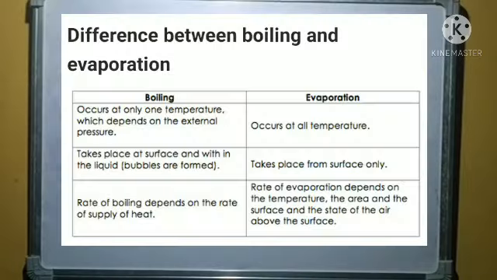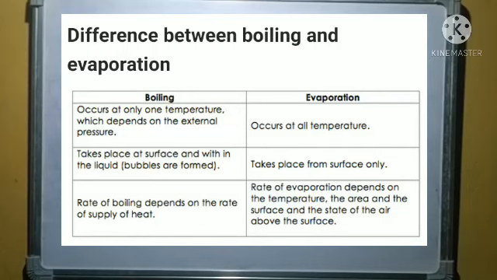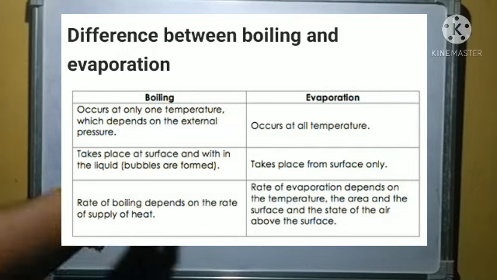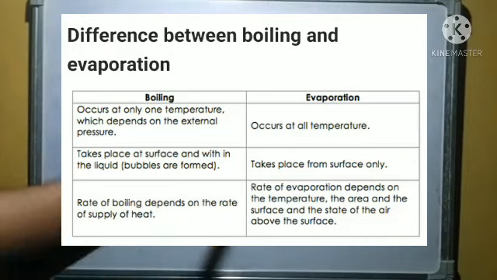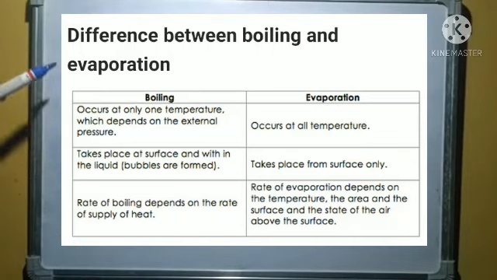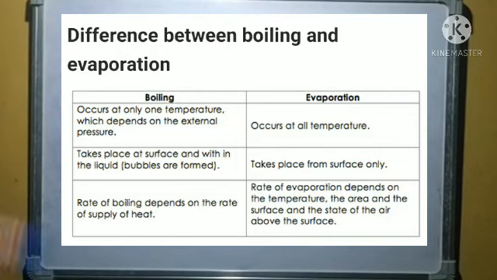But one more thing before finishing this chapter, I want to give you some more information, that is, the differences between vaporization and evaporation. I will be giving you the differences here. I think 4 or 5 differences will be present, so you can have a look at them and take a note of them.